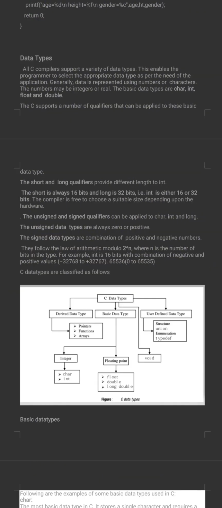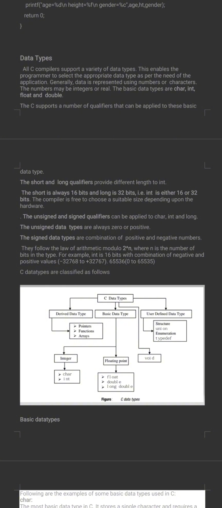And data types. All C compilers support a variety of data types, and this enables a programmer to select the appropriate data type as per the need of the application. And the data types are divided into three. First one is derived data type, second one is basic data type, and the third one is user defined data type. And the derived data types are for pointers, functions, and arrays. These are derived from the basic data types, that is int, float, and double.